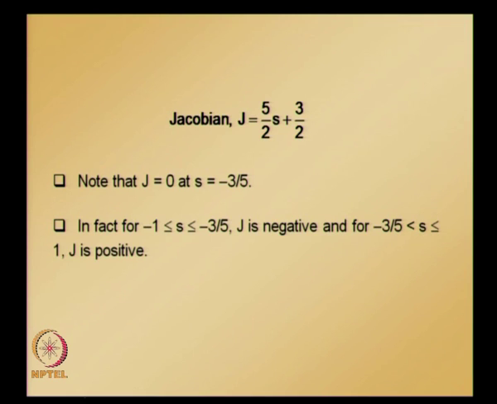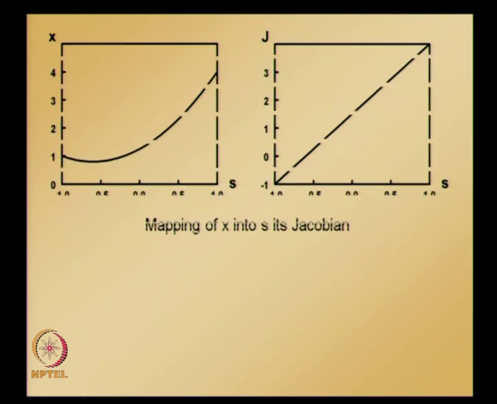Before doing that, note that J is equal to 0 at s equal to -3 over 5. In fact, for s going from -1 to -3 over 5, J is negative, and for s going from -3 over 5 to 1, J is positive. You can easily verify that by looking at these plots.